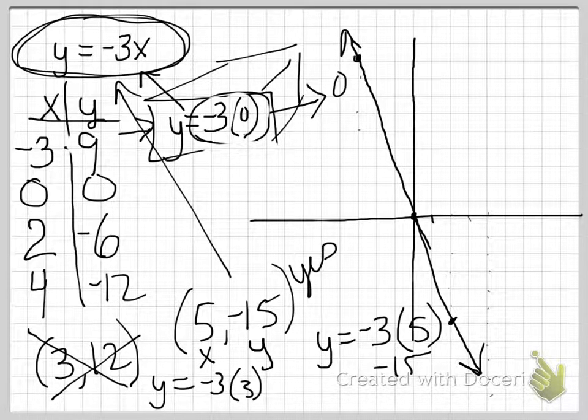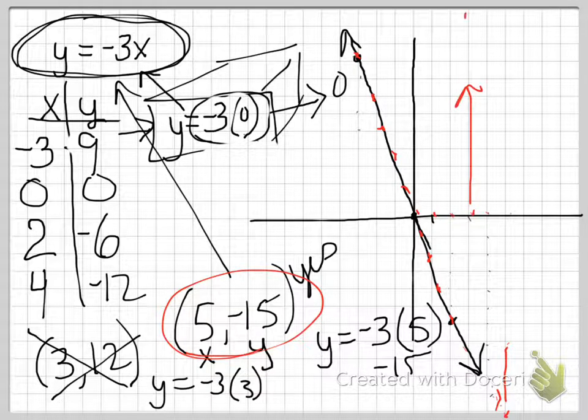Another way to find out if it's a solution, and this is important to see that relationship, if it's a solution, it's going to be somewhere on this line if you graph it. So like the one that was a solution, (5, -15), if I made my graph long enough, if I went over 5 and down 15, it would be on this line. And (3, 12), if I went over 3 and up 12, there's no way I would be on that line. I'd be way out there. And so I know that's not a solution. Solutions will be a dot that's on the line.